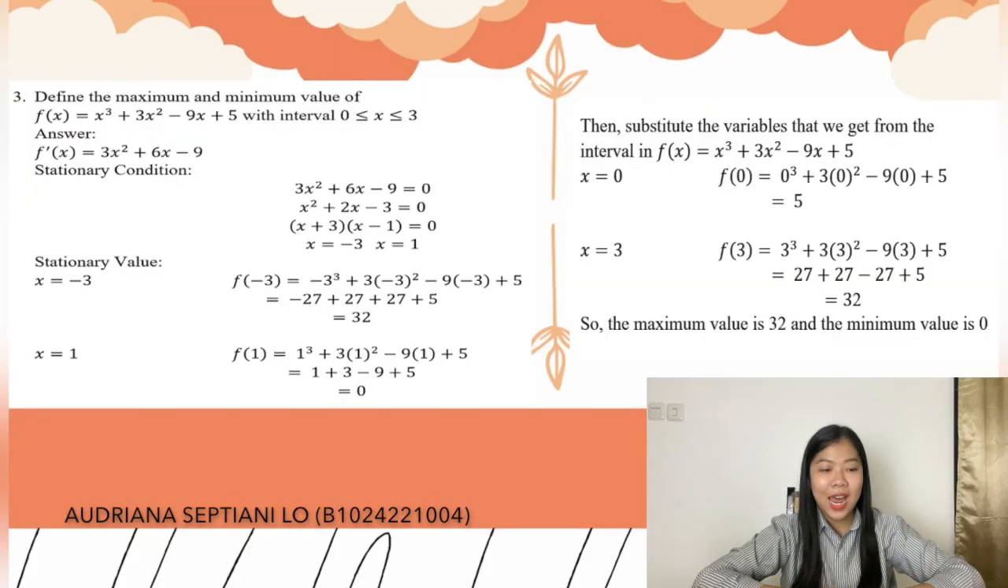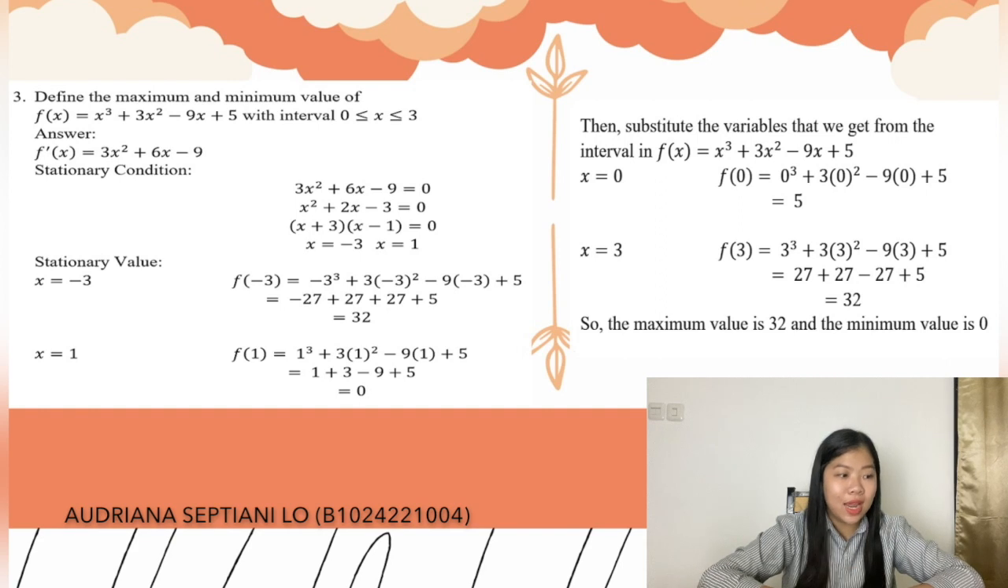The third question, find the maximum and minimum value of f(x) equal x power 3 plus 3x power 2 minus 9x plus 5 with the interval 0 smaller than or equal to x smaller than or equal to 3. To answer this question, first we need to find the first derivative function of x power 3 plus 3x power 2 minus 9x plus 5. It is 3x power 2 plus 6x minus 9.